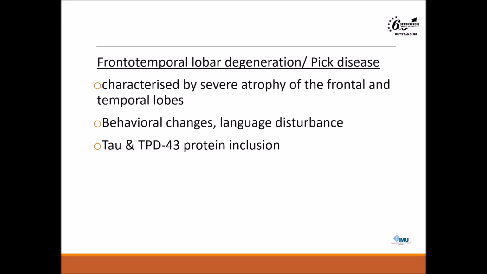Another type of neurodegenerative disorder is frontotemporal lobar degeneration. It is also known as Pick disease. As its name suggests, in frontotemporal lobar degeneration the atrophy is mainly in the frontal and temporal lobes. Compared to Alzheimer's disease, where the cortical atrophy involves the whole cerebral hemisphere, including other lobes of the brain. And clinically, the patients present with behavior changes and language disturbance, and it's because of abnormal inclusions of TAU and TDP-43 proteins.